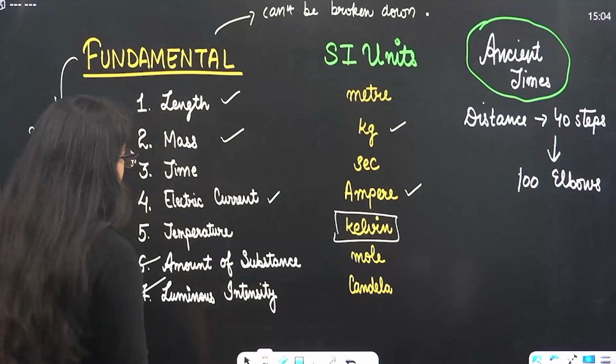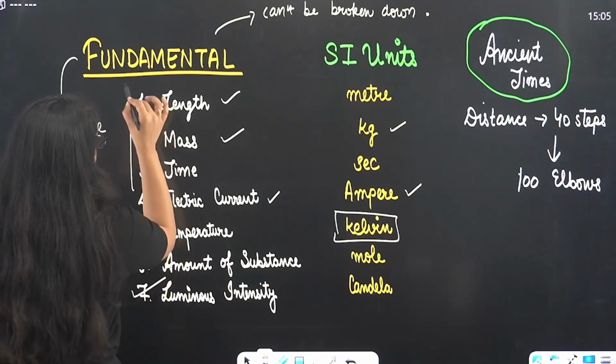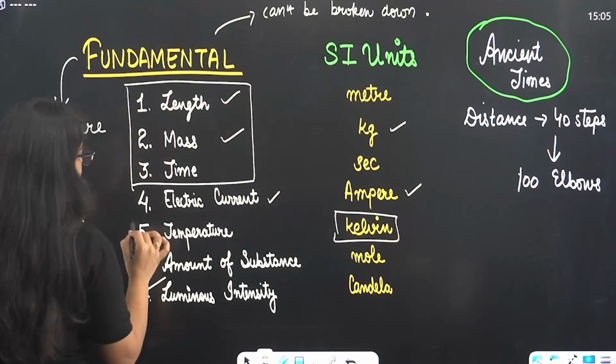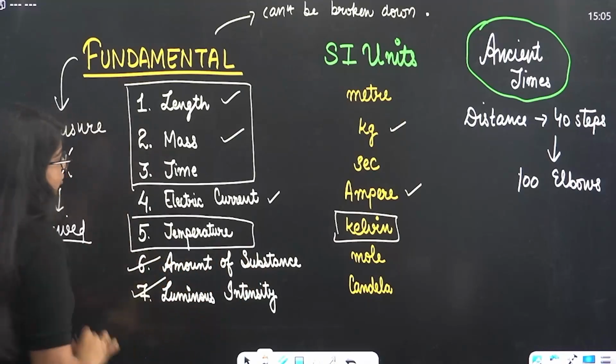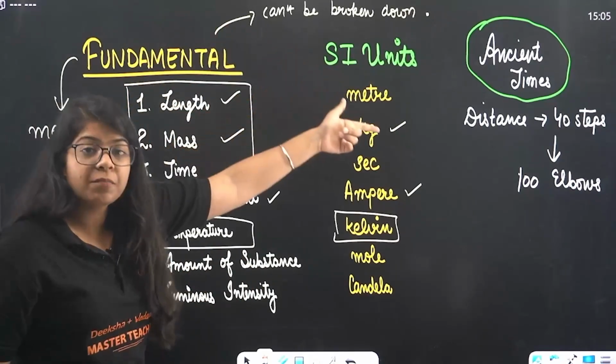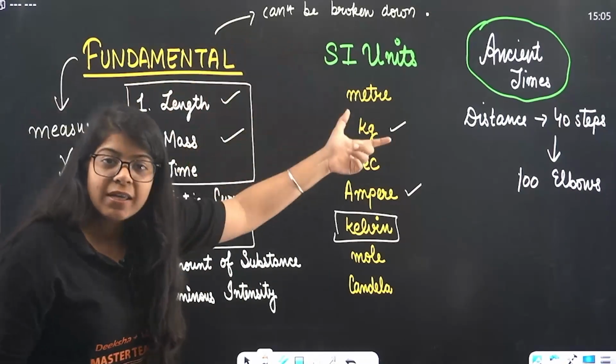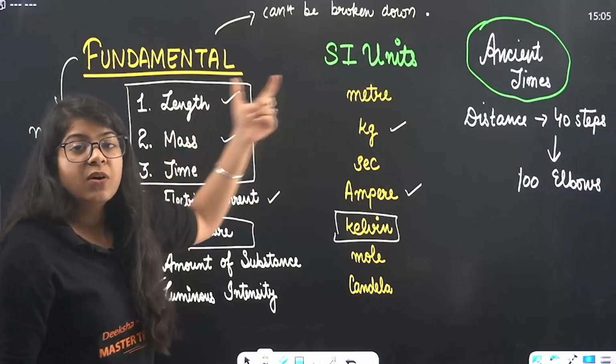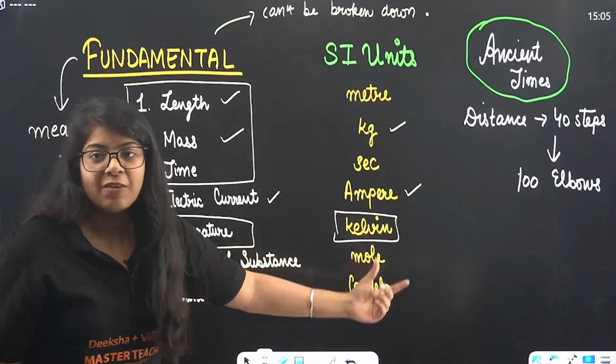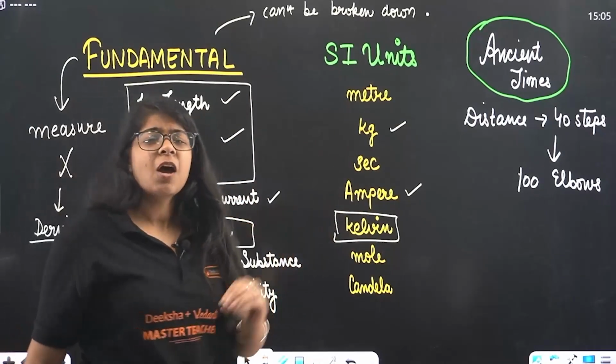Now beta, in class 11th, possibly you will be studying these three and temperature. So length is for meter, mass is for kg, time is for seconds, and temperature is for Kelvin. That's how much you have to remember for now.